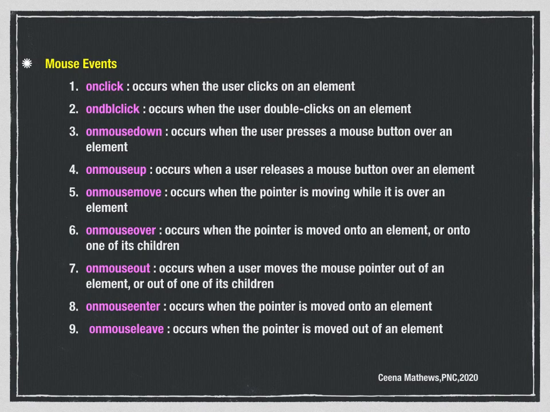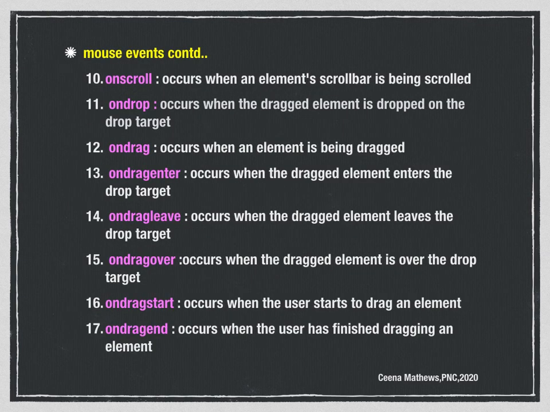Next mouse event is on scroll. This occurs when an element's scroll bar is being scrolled using the mouse.